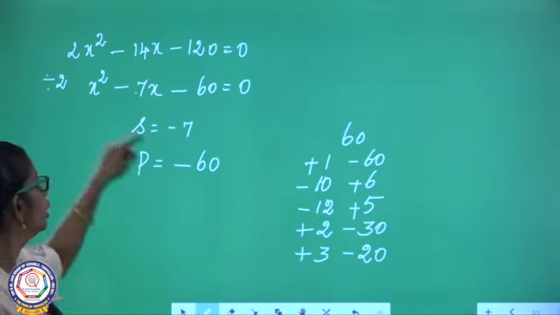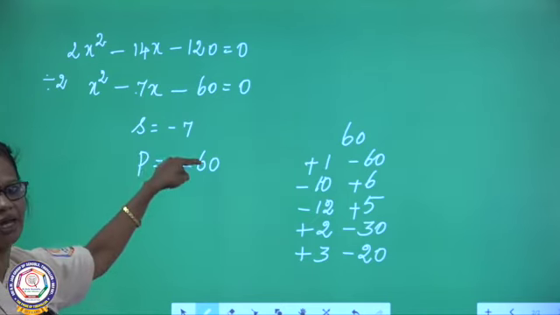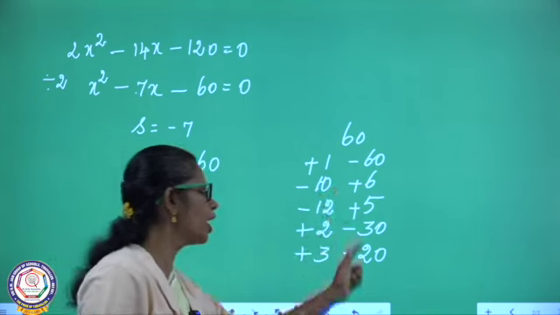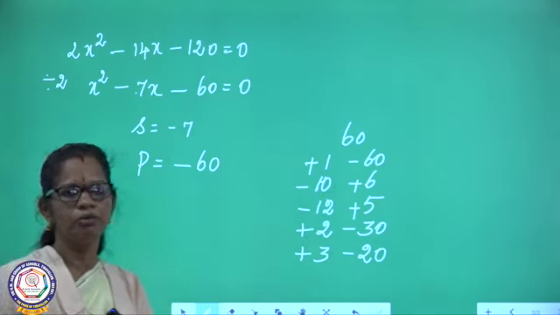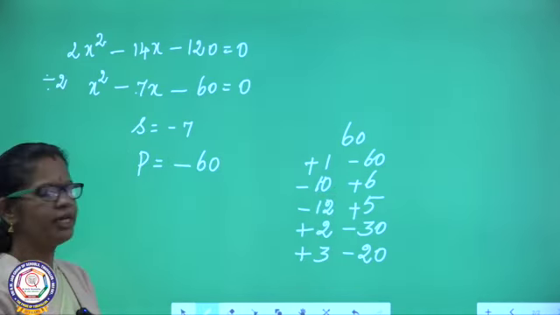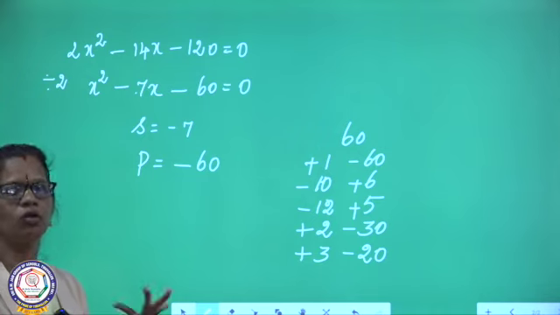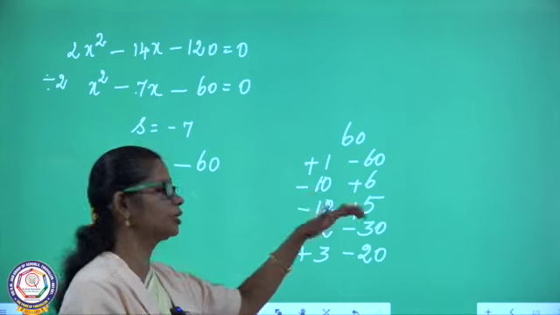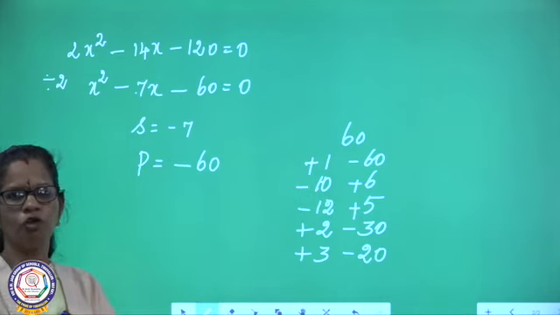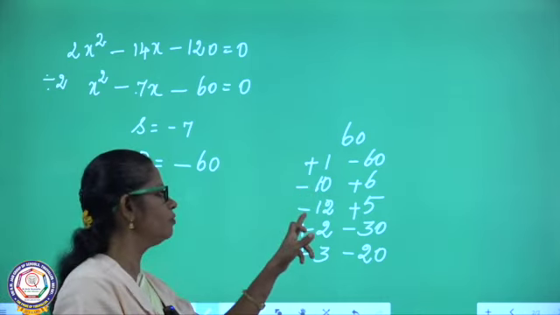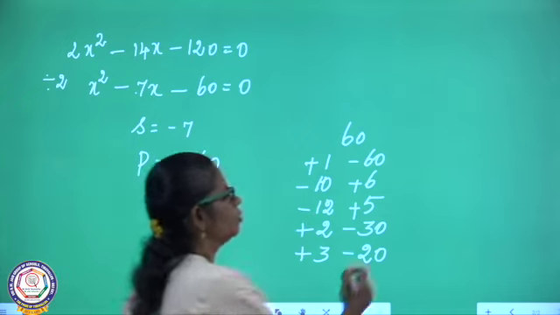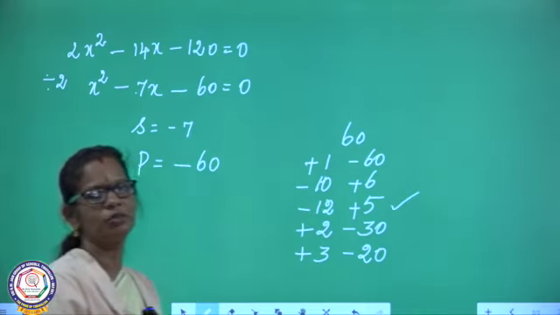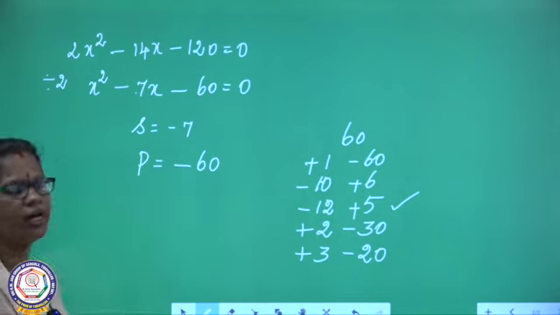Now you should see the sum. Sum is minus 7. Based on that, you are going to select the possibility. Which possibility is apt? Do the mental calculation and think which possibility is not okay. Minus 10 plus 6 gives minus 4, that is not okay. Then which is it? Minus 12 plus 5, that is the possibility. It is apt to your sum.